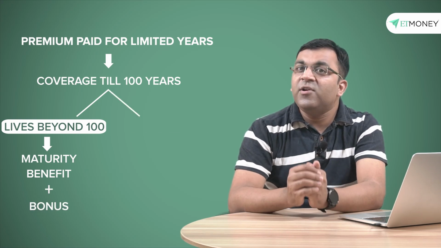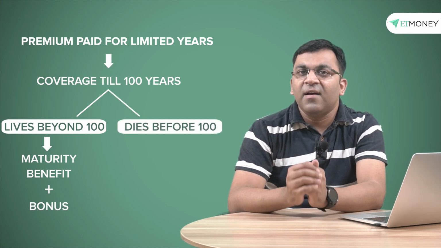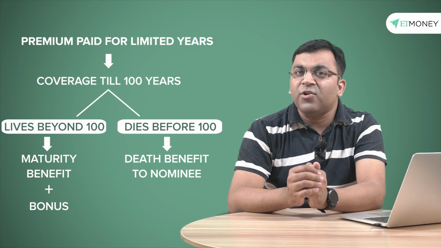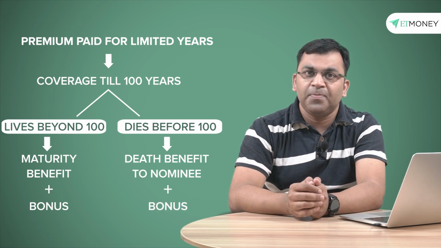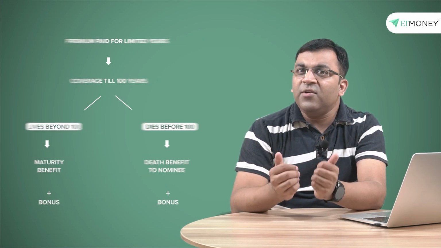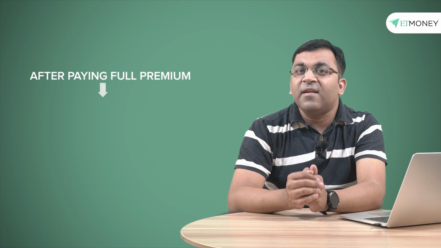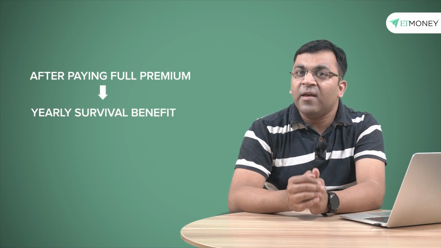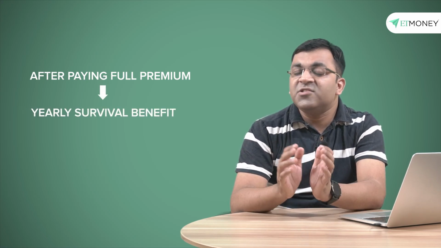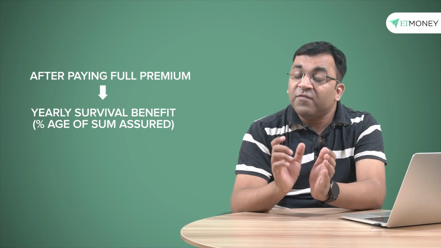But if the policyholder dies before the age of 100, the death benefit is paid to the nominee along with some bonus. Additionally, if the policyholder pays all the premiums, then a survival benefit is paid to him or her every year, which is generally a percentage of the sum assured.